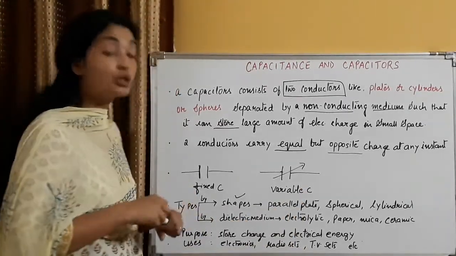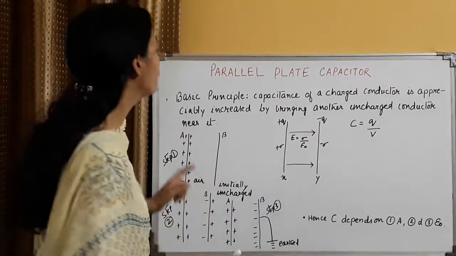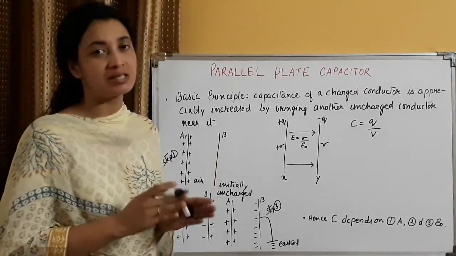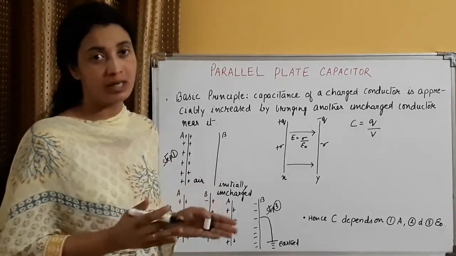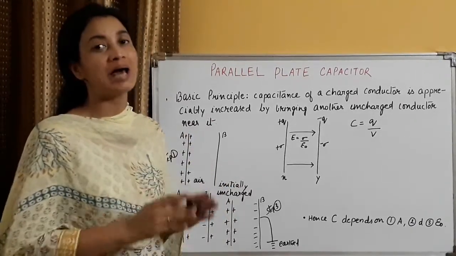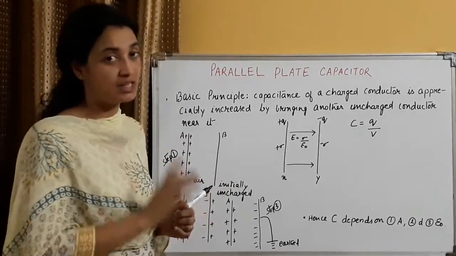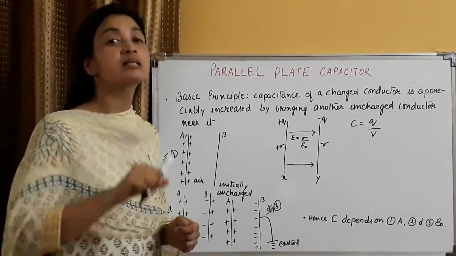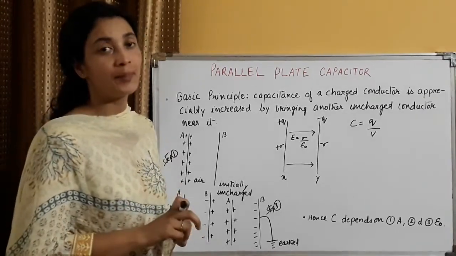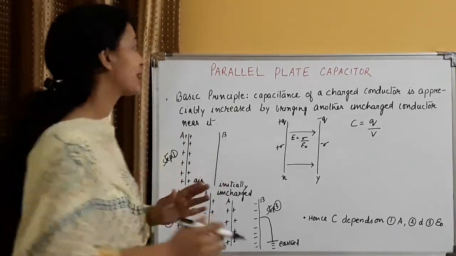Now we will look into the basic principle of capacitors, the basic principle of parallel plate capacitor. Just now I told you based on the shapes, capacitors can be of parallel, cylindrical or spherical types. But in this chapter, we will be concentrating only on parallel plate capacitor, because CBSE syllabus and NCERT talk about parallel plate capacitor. Of course, there are some numericals given in the exercise pertaining to cylindrical as well as spherical capacitors. Those formulas we will cover in the forthcoming episodes.